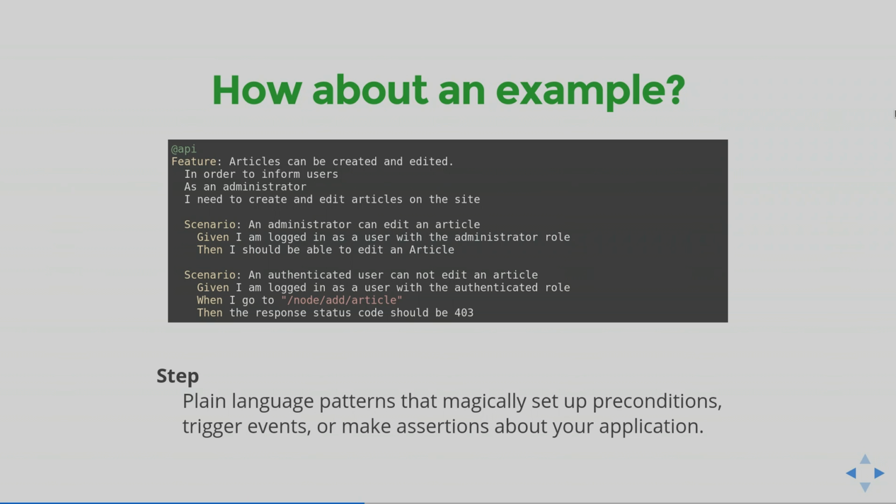So the feature description and the user story, that doesn't do anything. That's not magic. The scenario description, that's not magic either. The magic comes in with the steps. Those actually cause real behavior to be reproduced on your site.